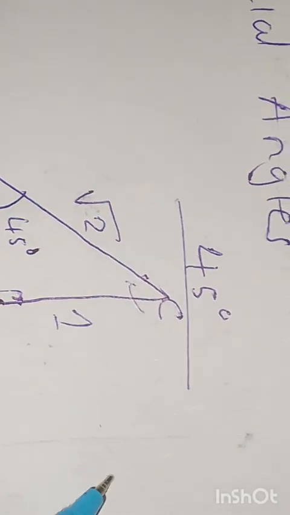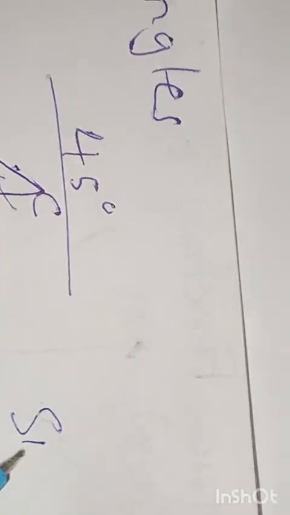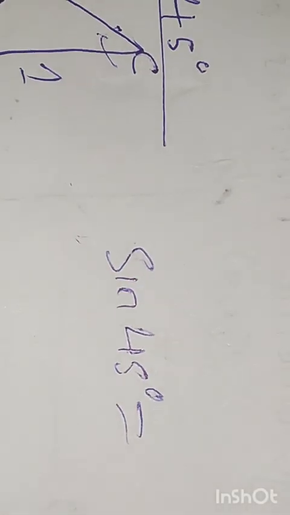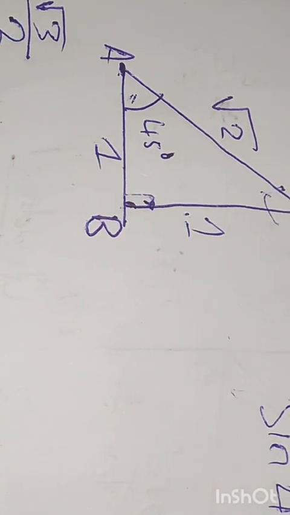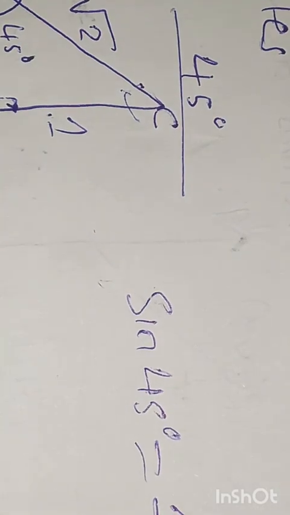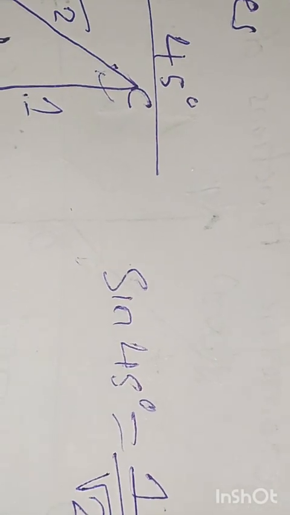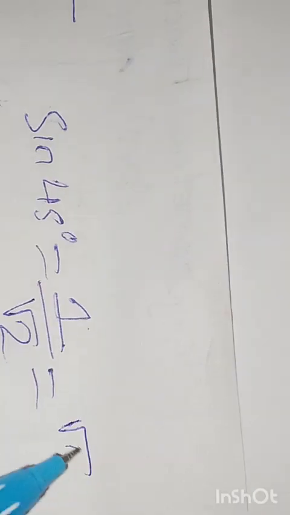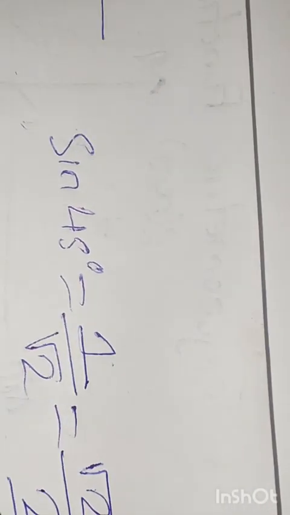So we'll start with sine. Sine 45 degrees is equal to opposite over hypotenuse. The opposite side is 1, and the hypotenuse is root of 2. So it's 1 over root of 2, which gives us root of 2 over 2 when we rationalize the denominator.